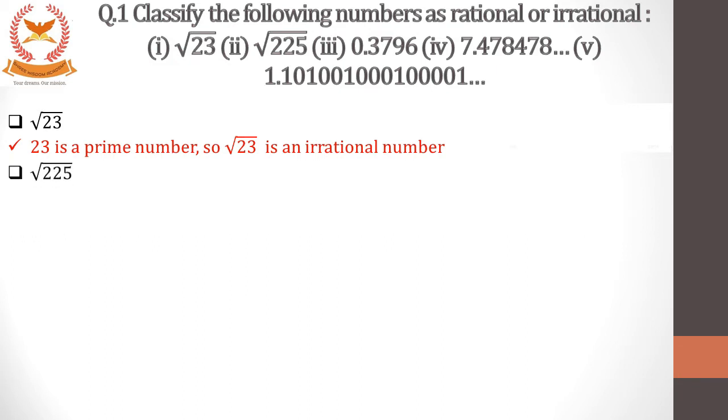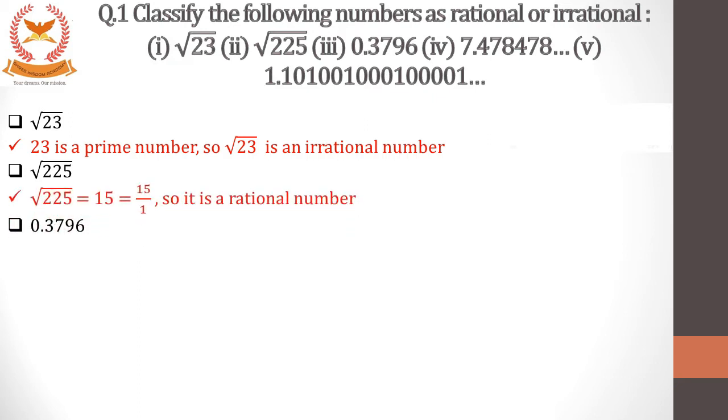Next, square root of 225. Now the value of square root of 225 is 15, correct? And we know that 15 is a rational number, correct? So root of 225 is a rational number, correct?